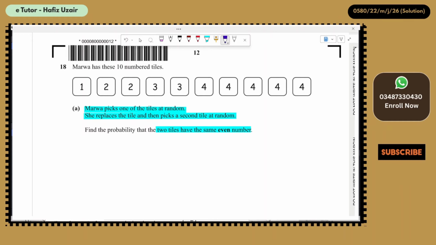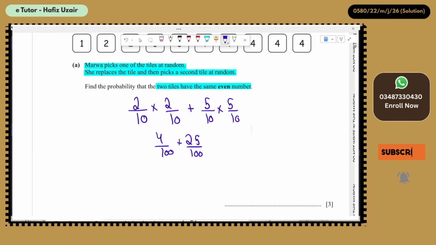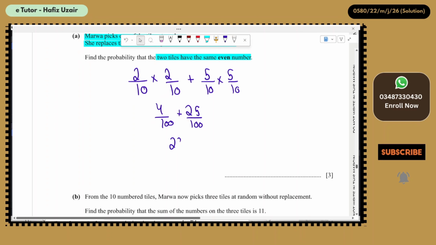Okay. So now what is the probability of getting 2 over here? If she is picking 2, the probability will be 2 over 10, and as she is replacing it back, that will be 2 over 10 multiplied by 2 over 10, plus, how many times is 4 over here? 4 is 5 times, so the probability for getting 4 is 5 by 10 multiplied by 5 over 10. So this thing will be 4 over 100 plus 25 over 100, and this actually gives 29 by 100.